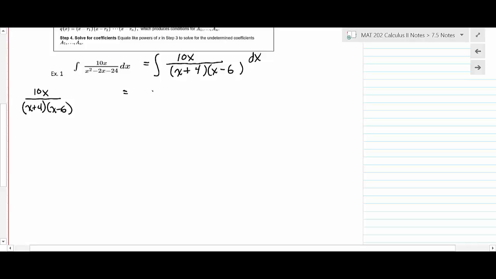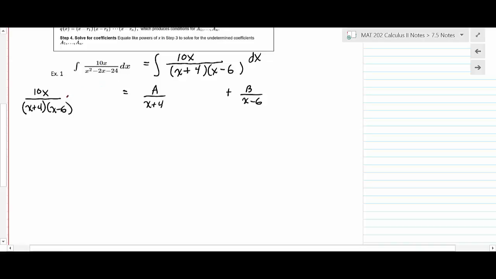Then you're going to have A over x plus 4, then have a little room, and then you'll have B over x minus 6, like that. So we're going to do this one similar to the last example. Now what do you do? You get rid of your fractions. So this is an equation we built here. Our ultimate goal is to find A and B.